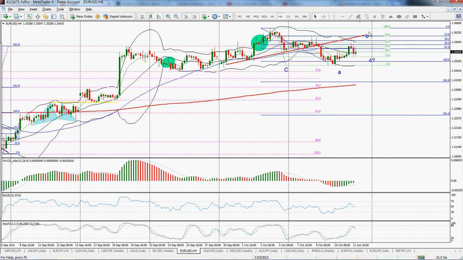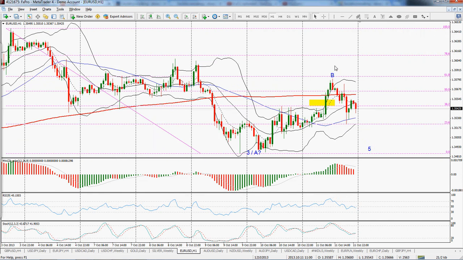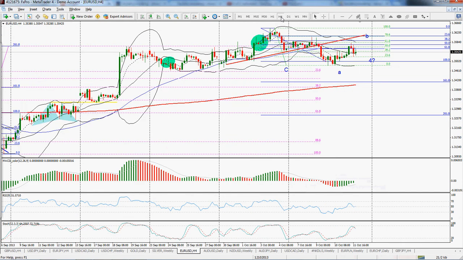So this will be a B. The B is still possible, a bit higher. Although I've got this B here, the B can be even higher. So this is still possible, especially as the MACD indicator moved to the upside. I mean, it moved through the zero line, broke the zero line. So this is also possible.